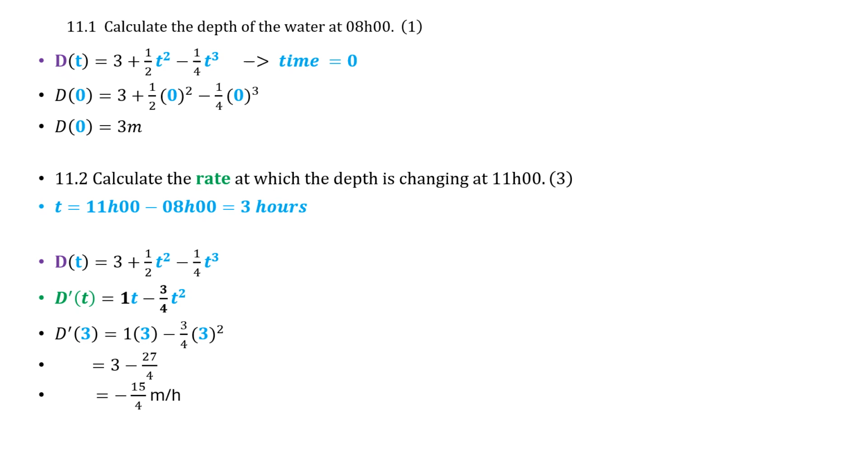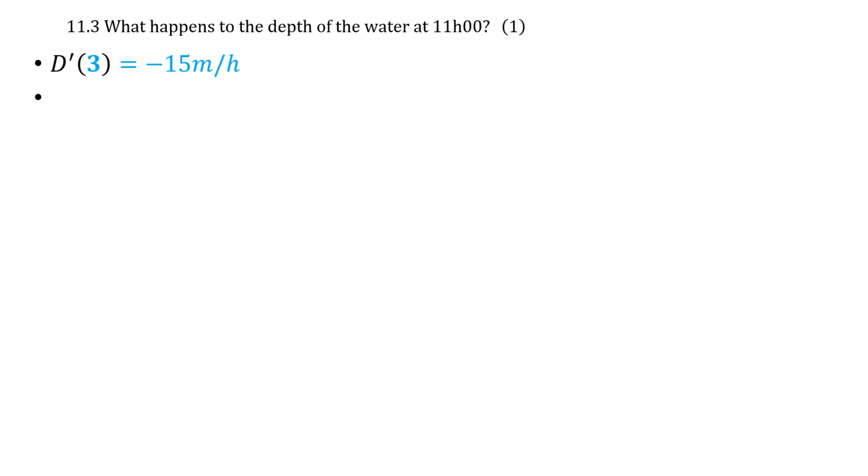So, next question. What happens to the depth of the water at 11 o'clock? The first derivative, 3 hours later, was minus 15 over 4 meters per hour. I almost said miles per hour. Meters per hour. So in short, that means the water is decreasing because of the negative. It's becoming less.